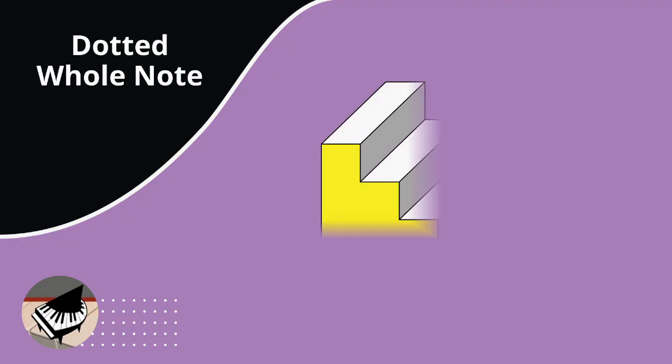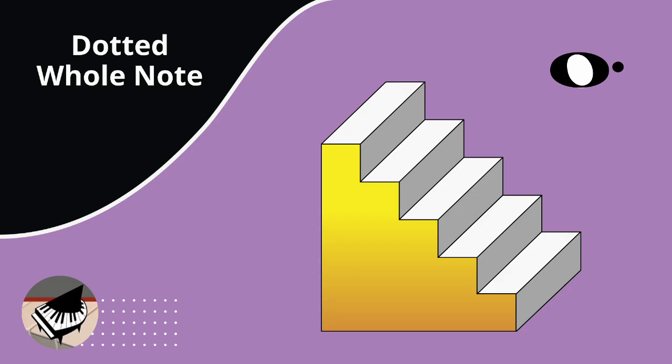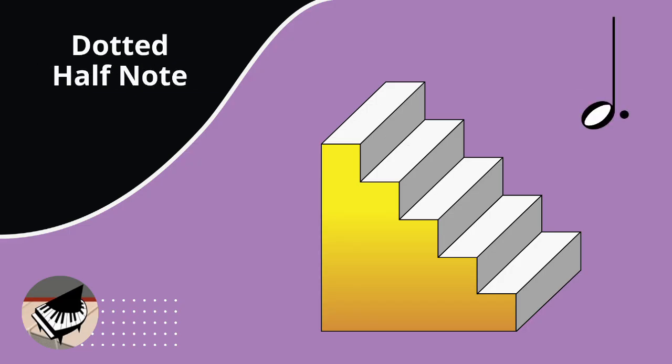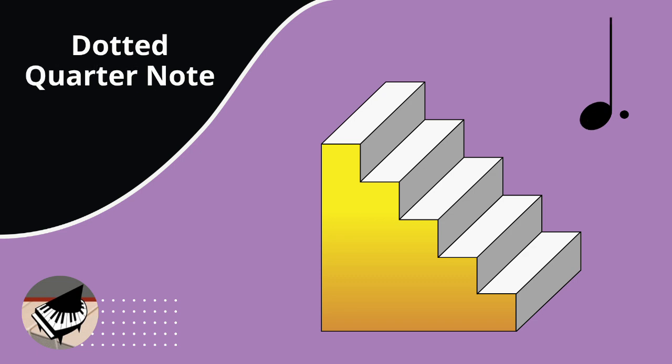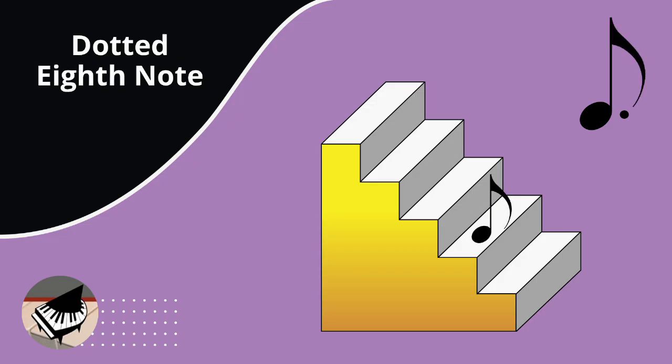Dots are something students often find confusing, so to keep it simple, we're again going to avoid any use of the word fraction. We'll start with the dotted whole note. A dotted whole note is equal to a whole note plus the step below, or a half note. A dotted half note is equal to a half note plus the step below, which is a quarter note. A dotted quarter is equal to the quarter note plus the step below, an eighth note. And finally, the dotted eighth note is equal to the eighth note plus a step below, which is the 16th note.